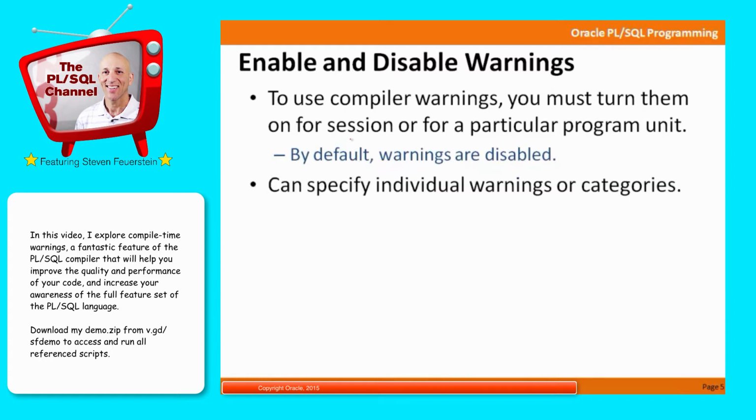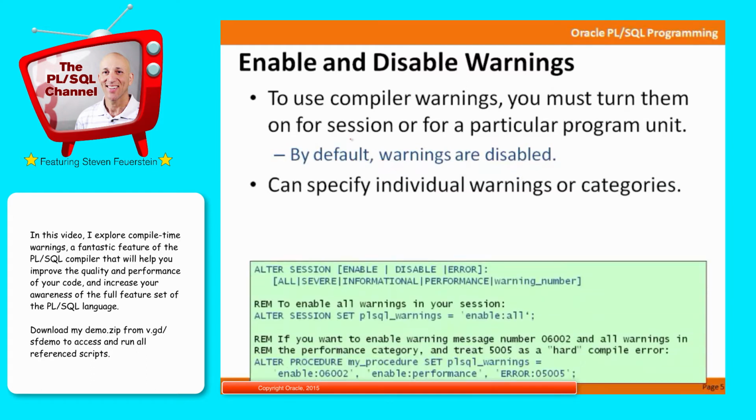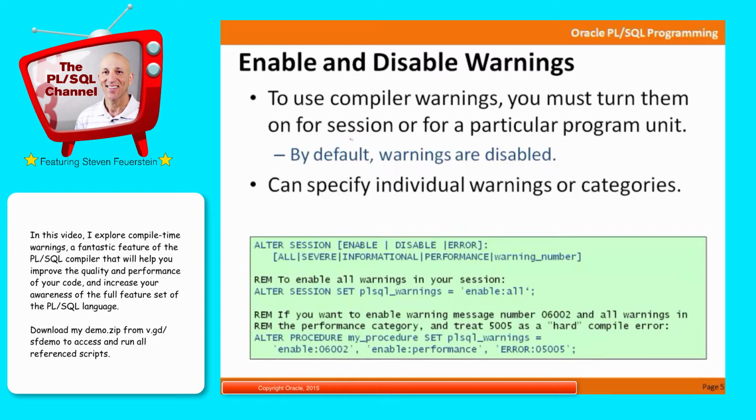And you have great specificity in how you can define which warnings you want to see, by individual numbers or by categories. So here's an example where the general statement would be alter session, enable or disable, and we'll come back to the error category in just a moment. And then I can say enable all, enable just severe warnings, enable information warnings, performance related or specific warning numbers. So here's an example of the simplest way to turn on all warnings in my environment. Just enable all, and that's for my session.